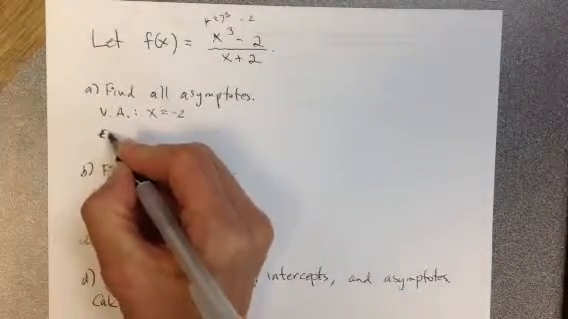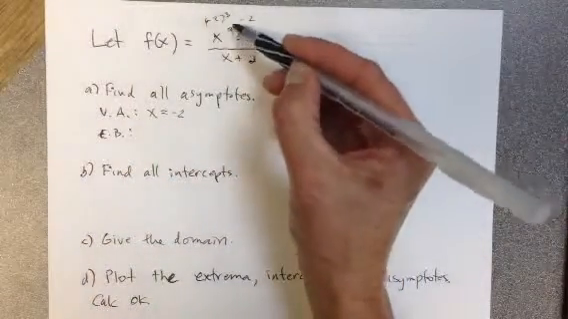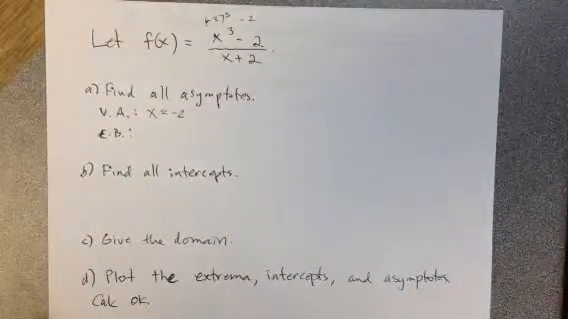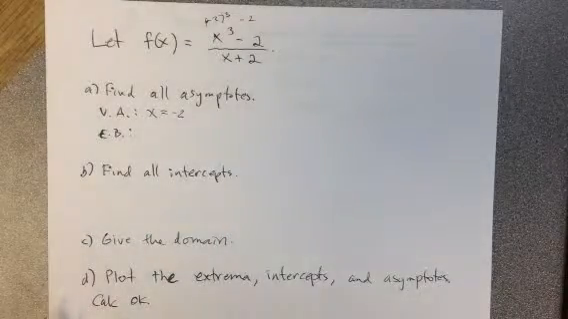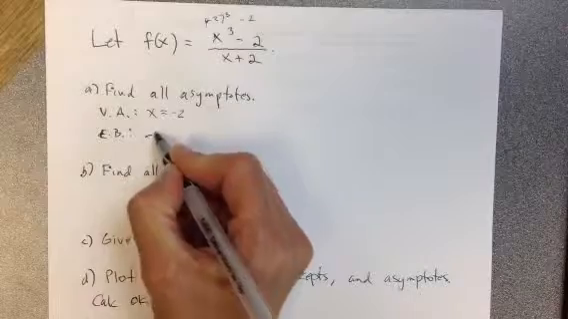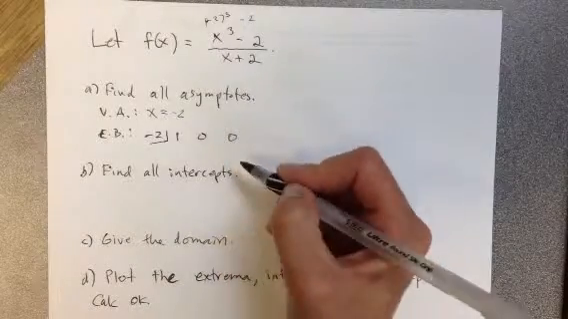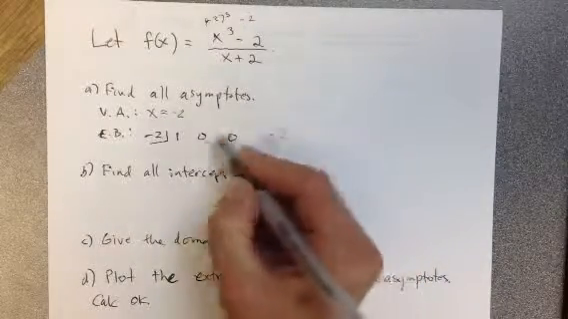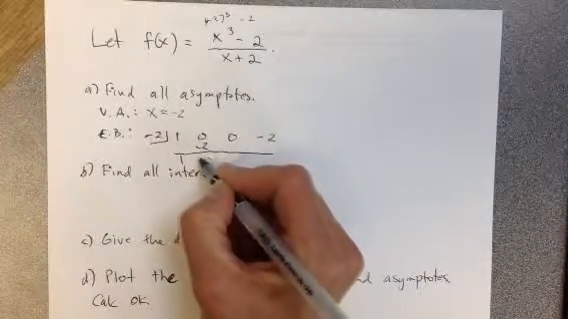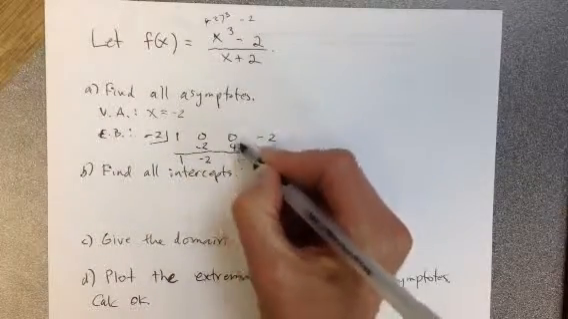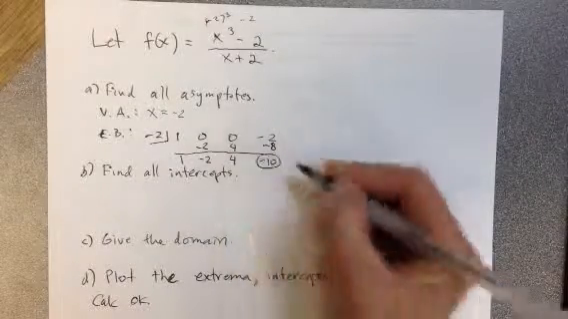Then we have to look for the end behavior asymptote. So since the degree of the numerator is larger than the degree of the denominator, we know that the end behavior asymptote is not horizontal, so we can use polynomial division to find it. But let's use synthetic division. So we have negative 2. 1, 0 is the coefficient of x squared, 0 is the coefficient of x. Then we have minus 2. So we bring down the 1, multiply, add, multiply, add, multiply, add. So this is our remainder.